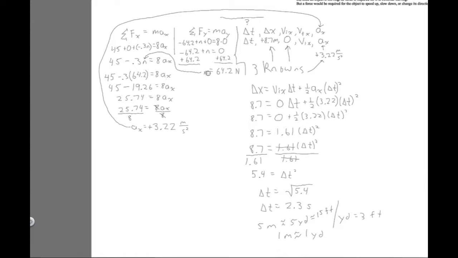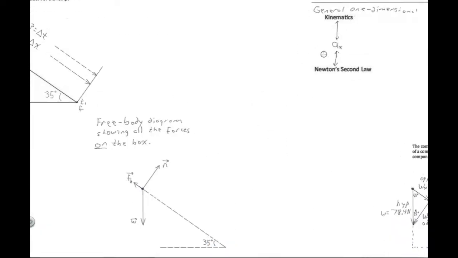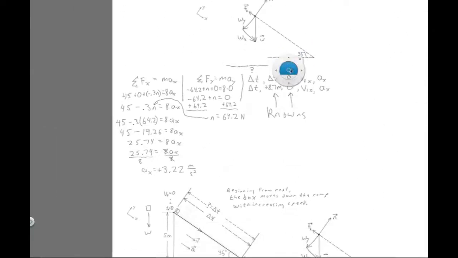We used this equation to find n. We substituted that in over here. Then we used this equation to find a sub x and substituted that in over here. So notice that we executed our plan in this case. We figured out a sub x from Newton's second law, and then we substituted that into kinematics. A sub x was the link, just as we had expected as we were solving the problem.